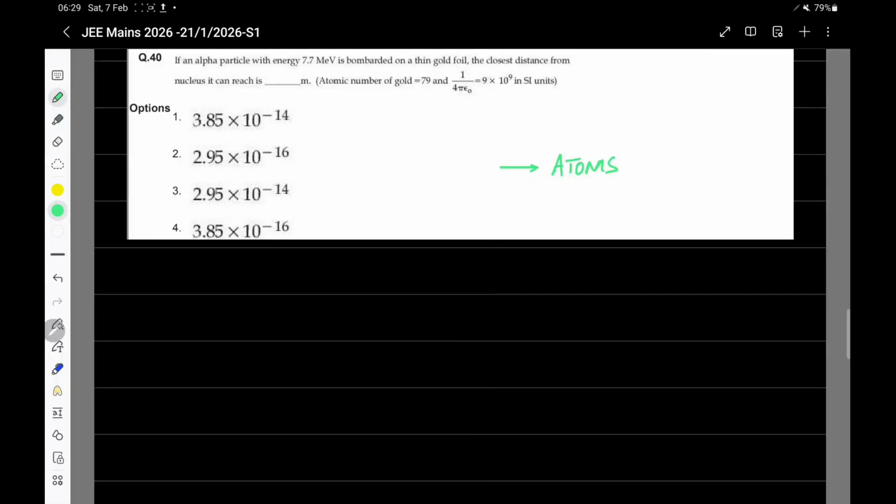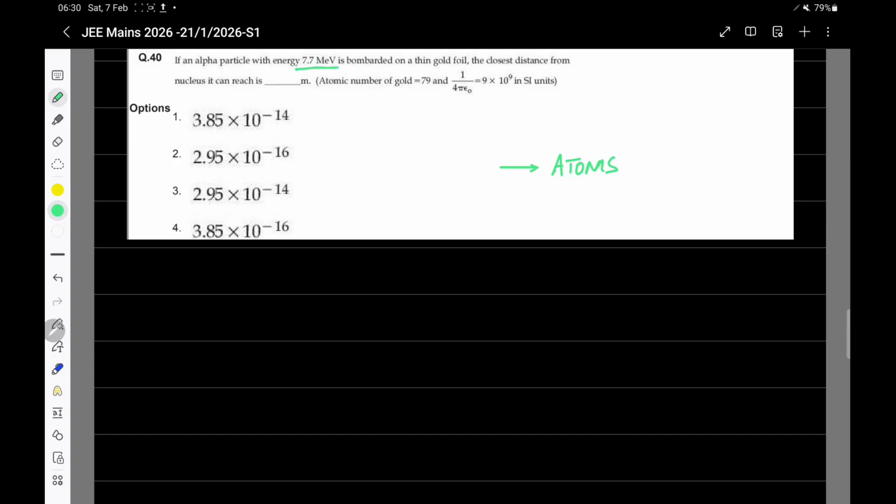We are solving a question from the atoms chapter. This is from 21st January shift 1 JEE Mains 2026. It's a question on Rutherford alpha particle scattering experiment. I will summarize the question. You can pause and read it.